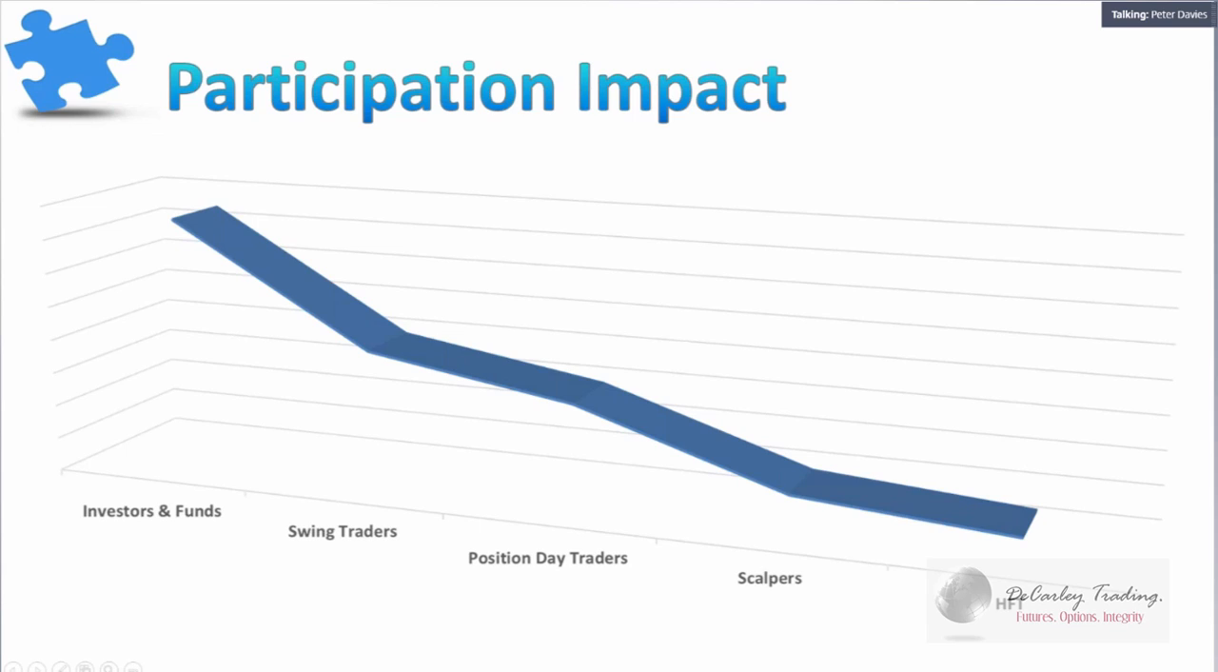Well, an HFT is going to buy contracts and then quickly sell them. So any impact their buying has is negated by the fact they're immediately going to turn around and sell it.